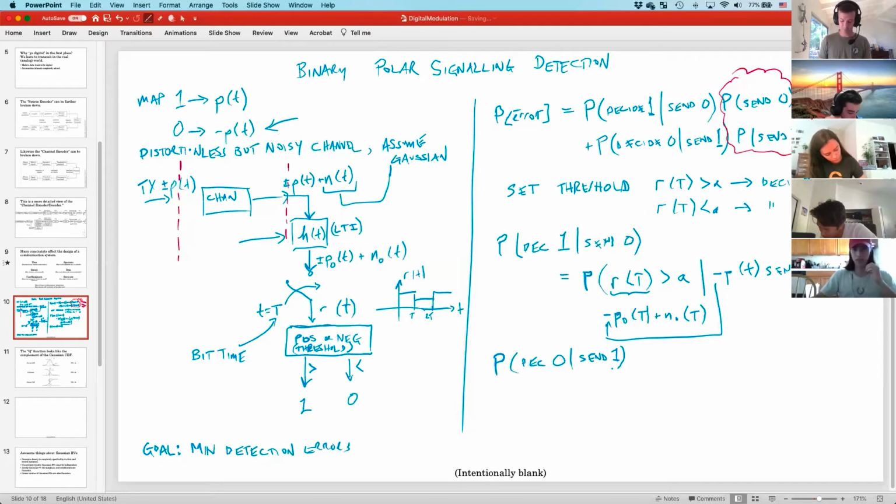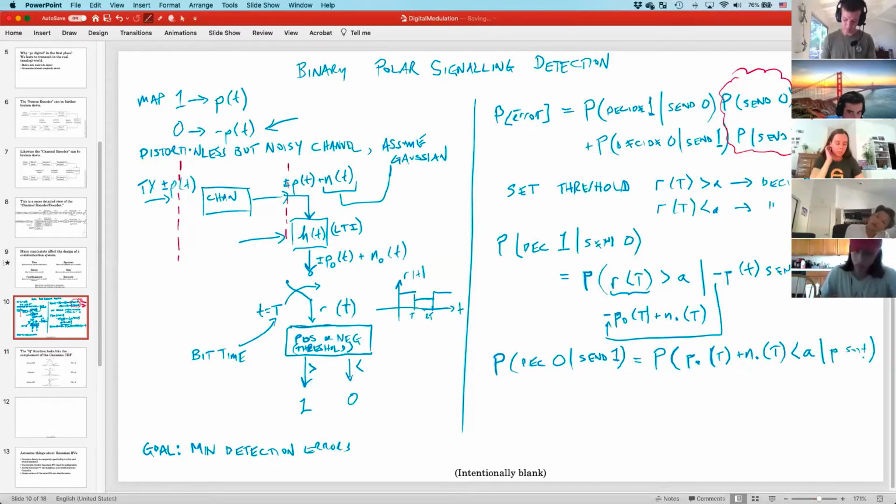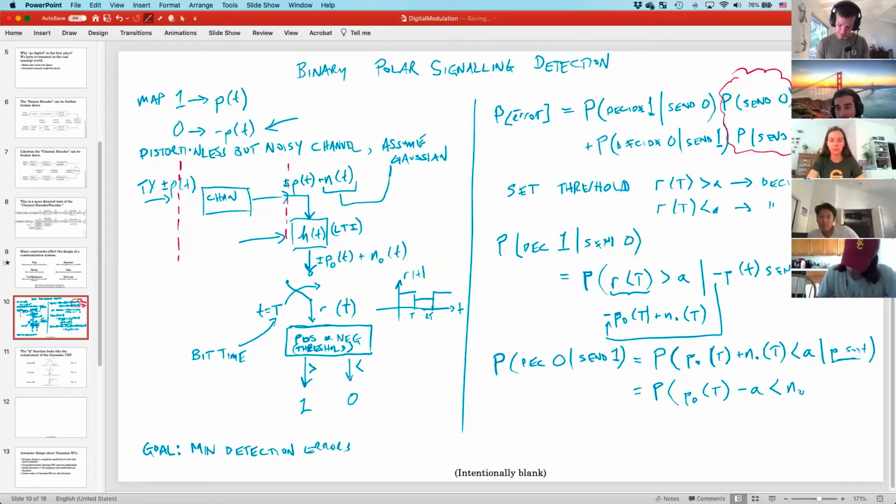Well, it's just literally the opposite of what you wrote. Pretty much the opposite of everything I just wrote. Yeah. So this will be the probability that positive P0 of big T plus N0 of big T is less than A. Okay, so now that I've used my conditional information, this is the same as the probability that P0 of big T, well, minus A is less than N0 of T.